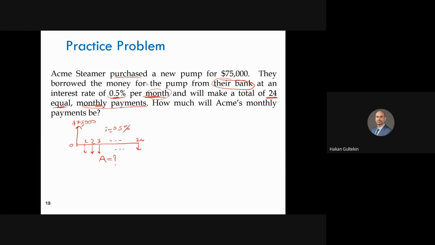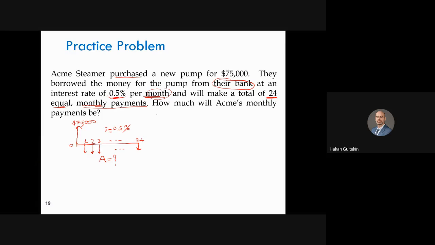Later, in our next lecture, maybe we will learn the effective and nominal interest rates, and in that case you will learn about differences between different compounding periods. But now, don't be confused. It's not important at this point whether the period is a month or a year. The factor is always the same.